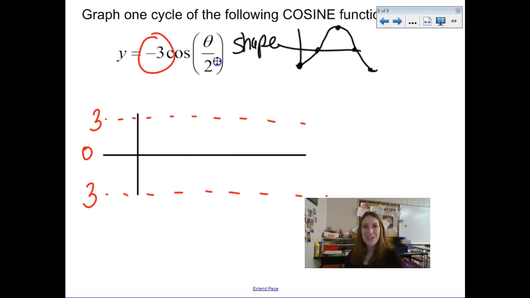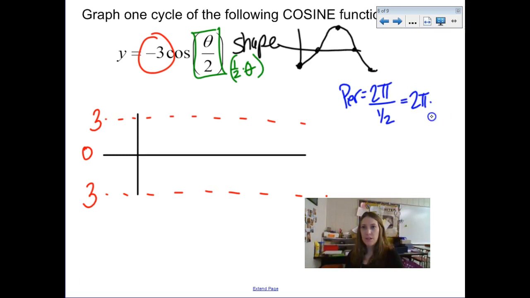All right. The b value is, this is really like a 1/2 times theta, right? So the b value is a 1/2, which changes the period. Period is 2 pi divided by b. So 2 pi divided by half would be, flip that fraction, so 2 pi times 2 is 4 pi. Let's talk about the quarter points. Quarter points, take the new period and quarter it.